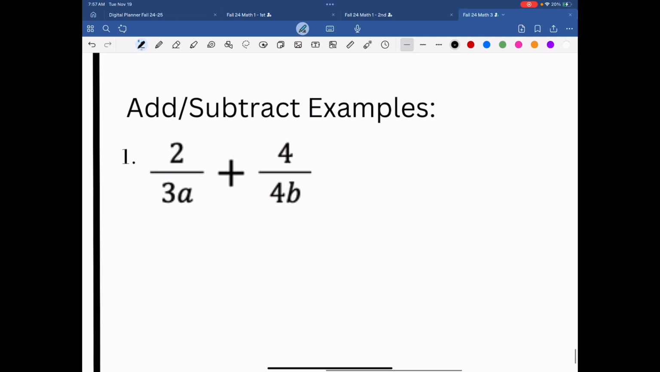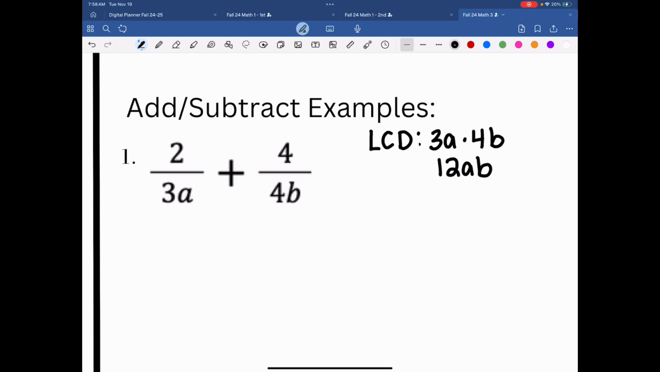Alright, looking at number 1, first thing I need to do is identify the LCD. When I look at these two, I have 3a and I have 4b. Right now they have nothing in common. So my LCD would be 3a times 4b, which is simply going to be 12ab. That's what we need our denominator to be when we're done.